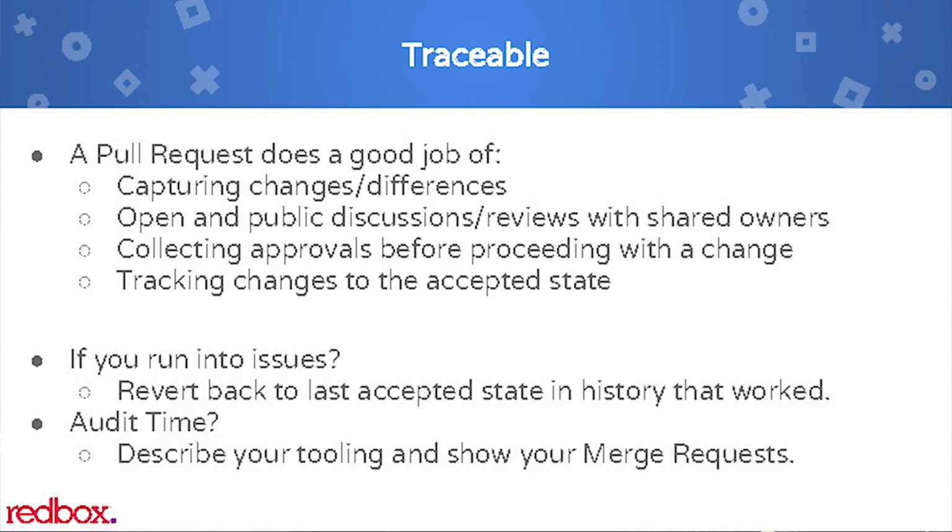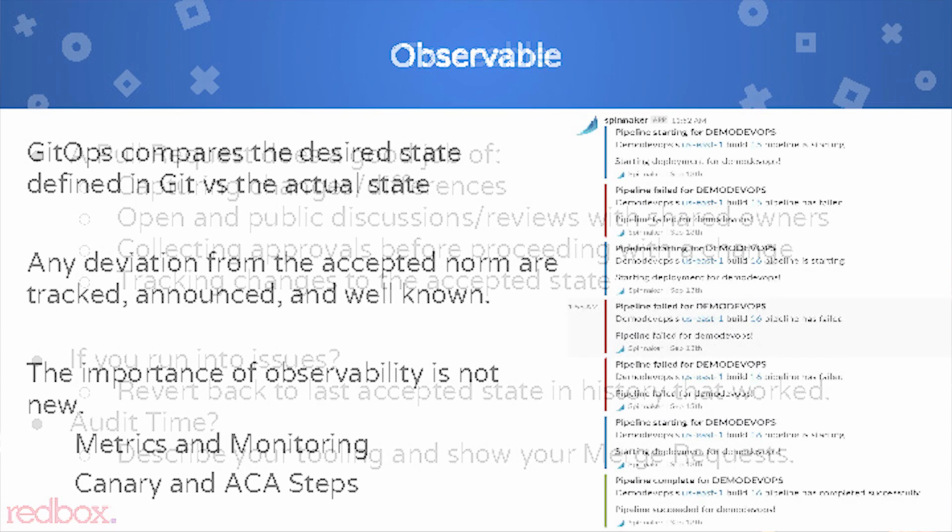The best part about Git is you run into issues, revert it back. It's easy to revert back a pull request, right? Just roll back to whatever point in history you need. And when auditors come around and it's audit time, you can now describe how your tooling operates, but then also show your pull requests. You have a secure code review process. If you have a well-established code review, you can now trace changes to your environment.